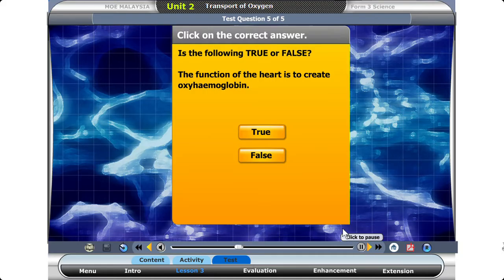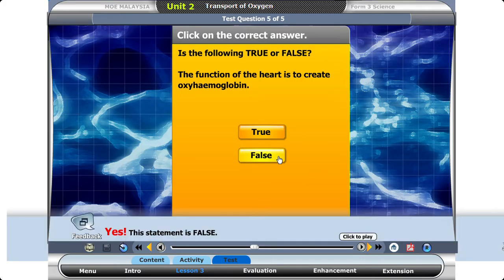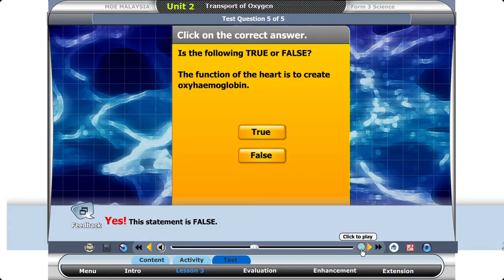Click on the correct option. Is the following true or false? The function of the heart is to create oxyhemoglobin. Correct. The statement is false.